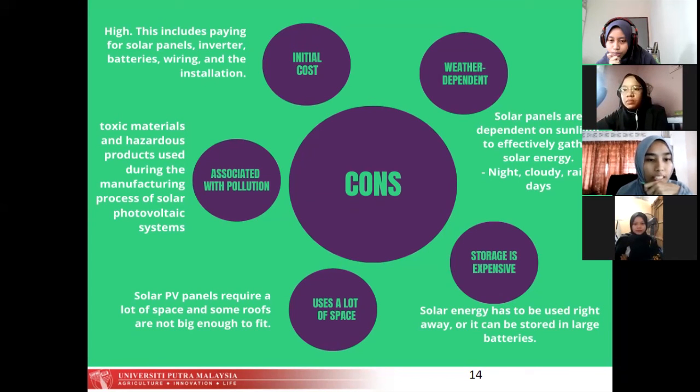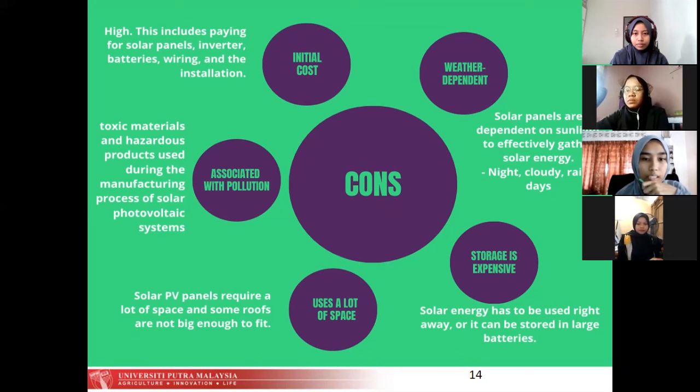The fourth one is that solar energy uses a lot of space. The more electricity we want to produce, the more solar panels we will need. Solar PV panels require a lot of space, and some roofs are not big enough to fit the number of solar panels that we would like to have.